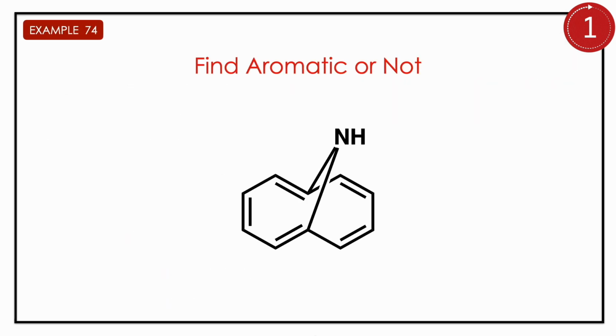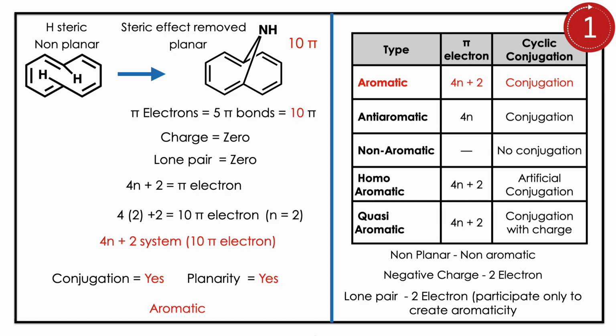Then the next example, you have a bridged amine which is connected in the naphthalene. You should find whether the given compound is aromatic or not. Here is a similar kind of situation we already saw with carbon. Here it is with amine. The results are the same. If the hydrogen is there, you have steric repulsion. The compound will be non-planar. So the bridged amine helps to relieve the steric effect. So the steric effect is removed.